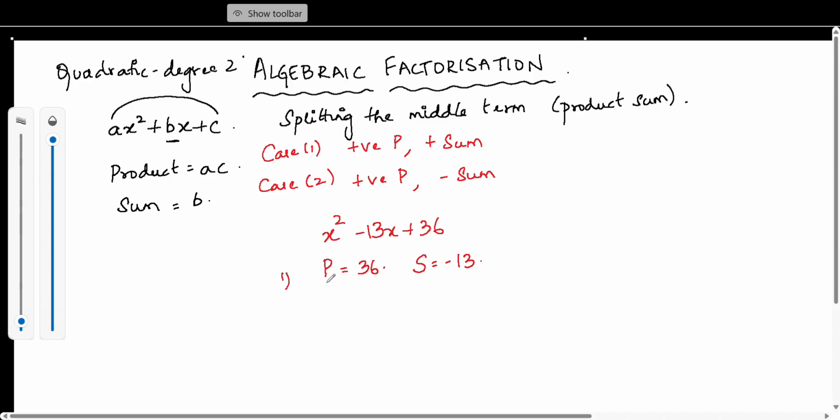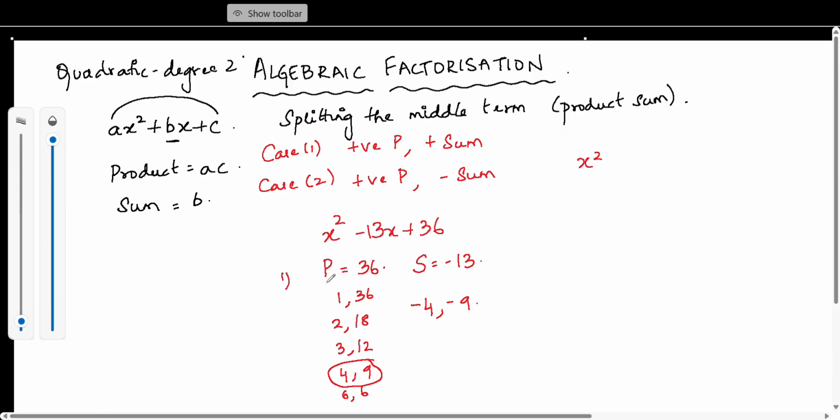So we still try to figure out all factors of 36. 1 36, 2 18, 3 12, 4 9, 6 6. When we've reached a factor that we've already written, it means we have exhausted all the pairs. Of these, check which of them add to 13. Obviously, it is this. Since the sum is negative here, both the involved integers must be negative.